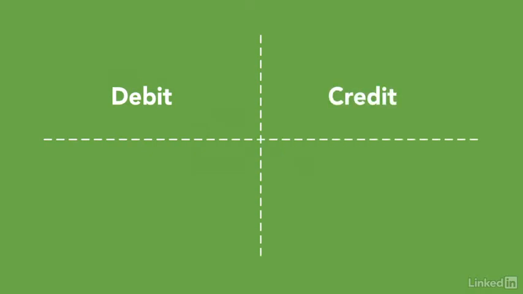Nowadays, debit simply means left, and credit means right. No secret, but the hard part is perhaps the next step. Left and right of what?